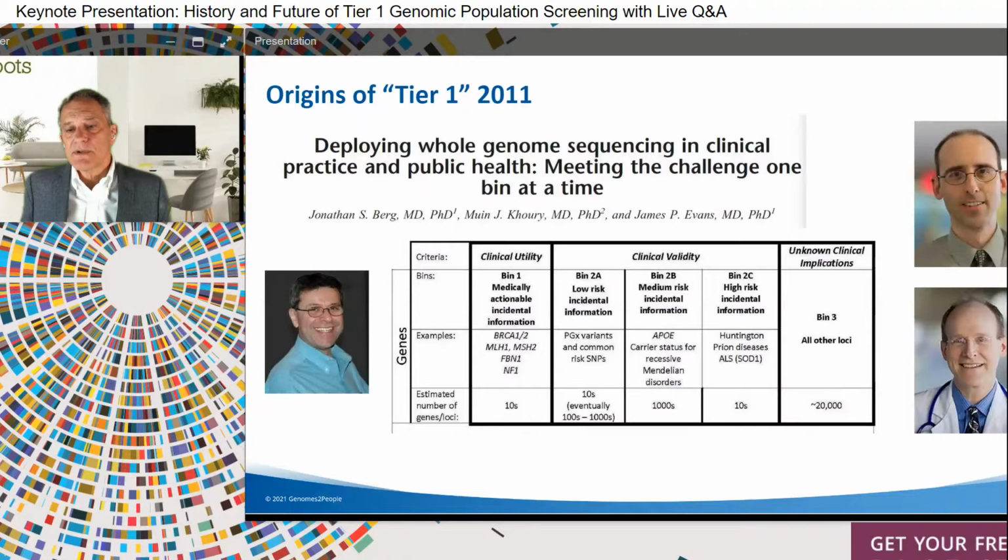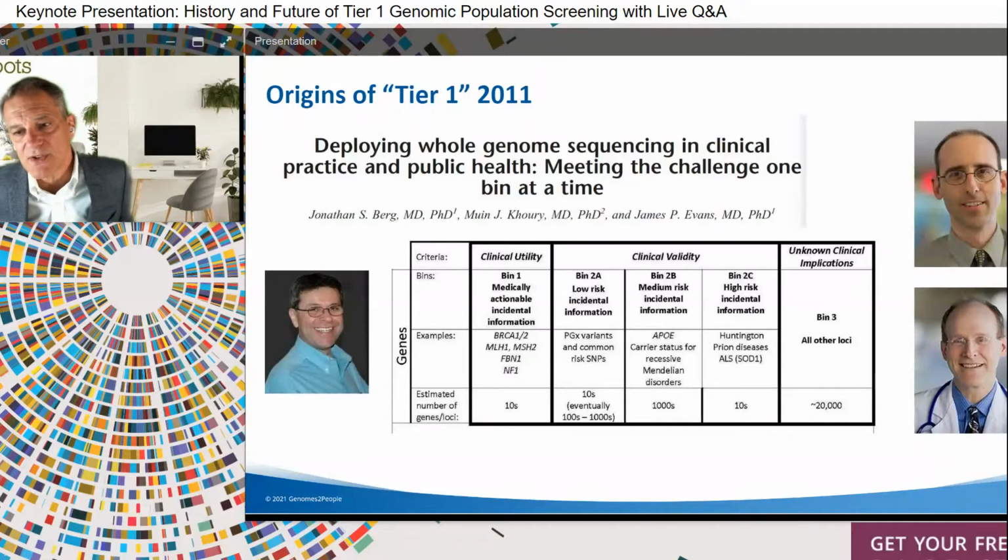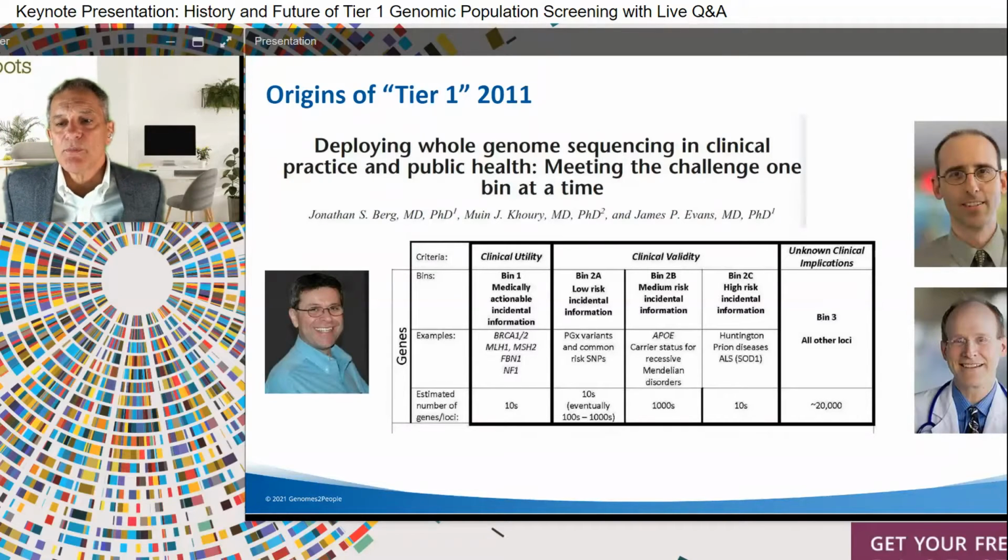One of the earliest papers that got a lot of traction, I remember reading this paper and really being super impressed by it, by Jonathan Berg, Mullen, and Jim Evans, was an attempt to sort of prioritize bins, and they were prioritizing these bins. You can see using some of this same language: clinical utility, clinical validity, and then sort of other types of genes which had unknown clinical implications.